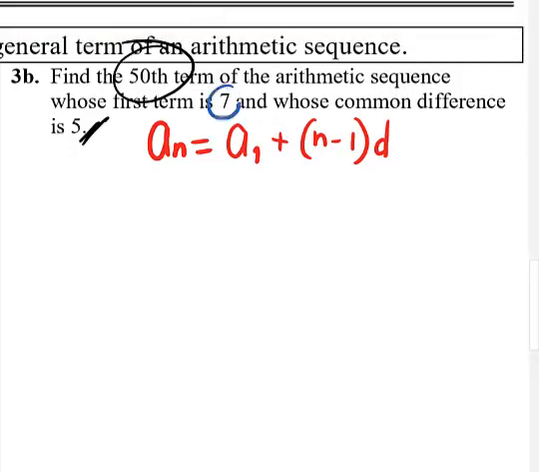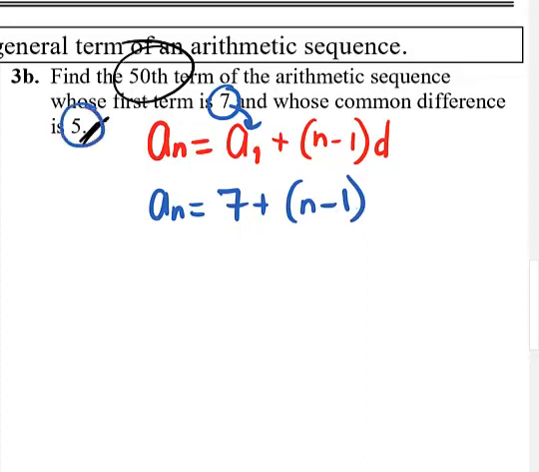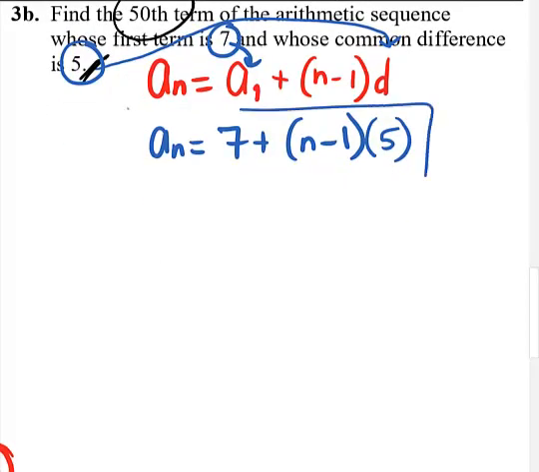First term is 7, so that's going to go here, because that's what a sub 1 stands for. So that's 7 plus, and like we said, for now we're going to keep n general, n minus 1 times the common difference, which is 5. There we go, and that looks fine. That's the general term. Now I should be able to find any term I want.